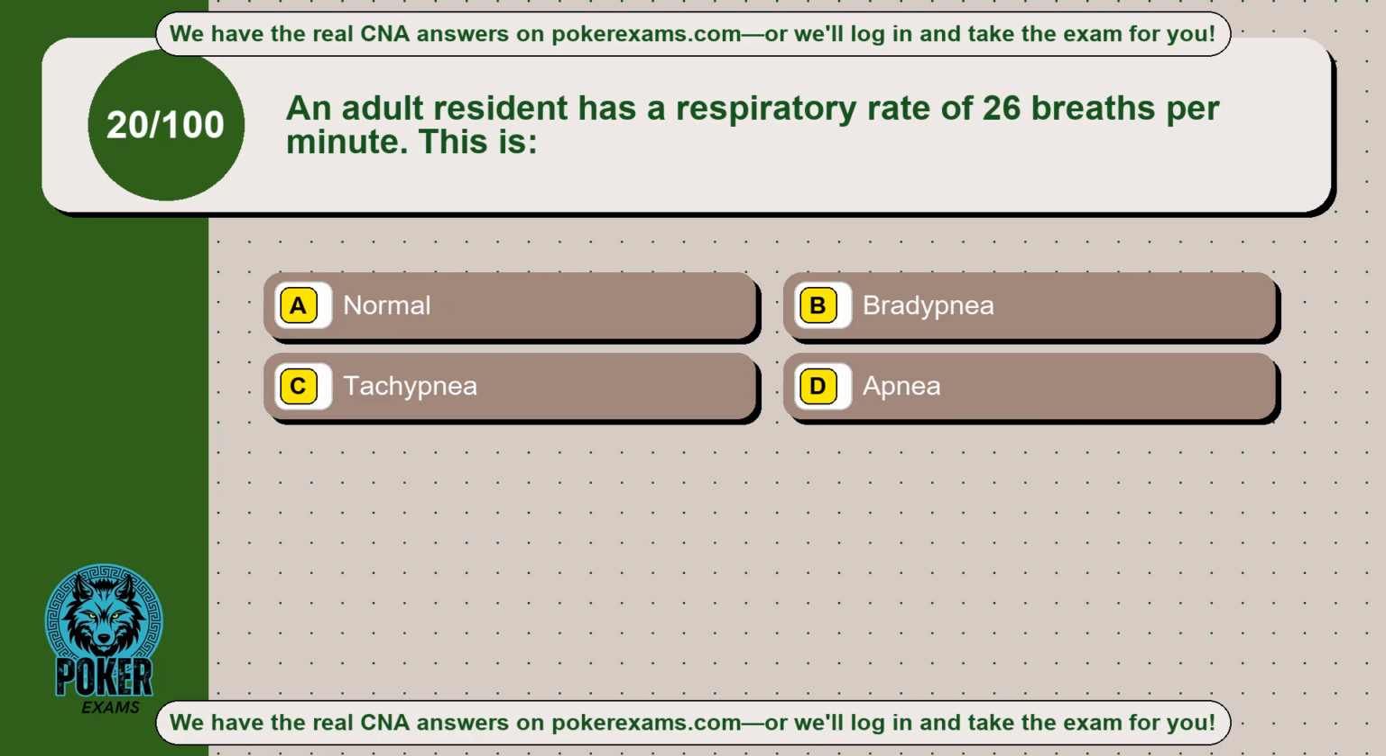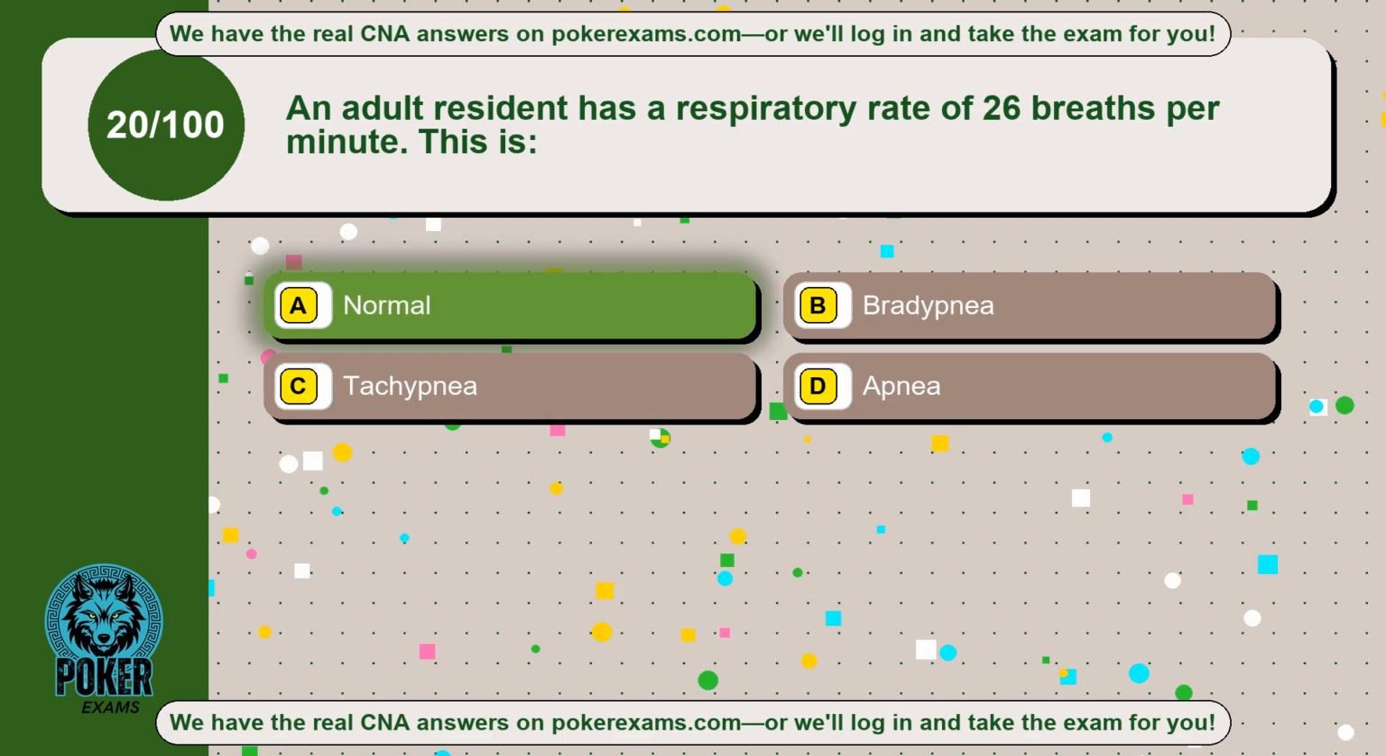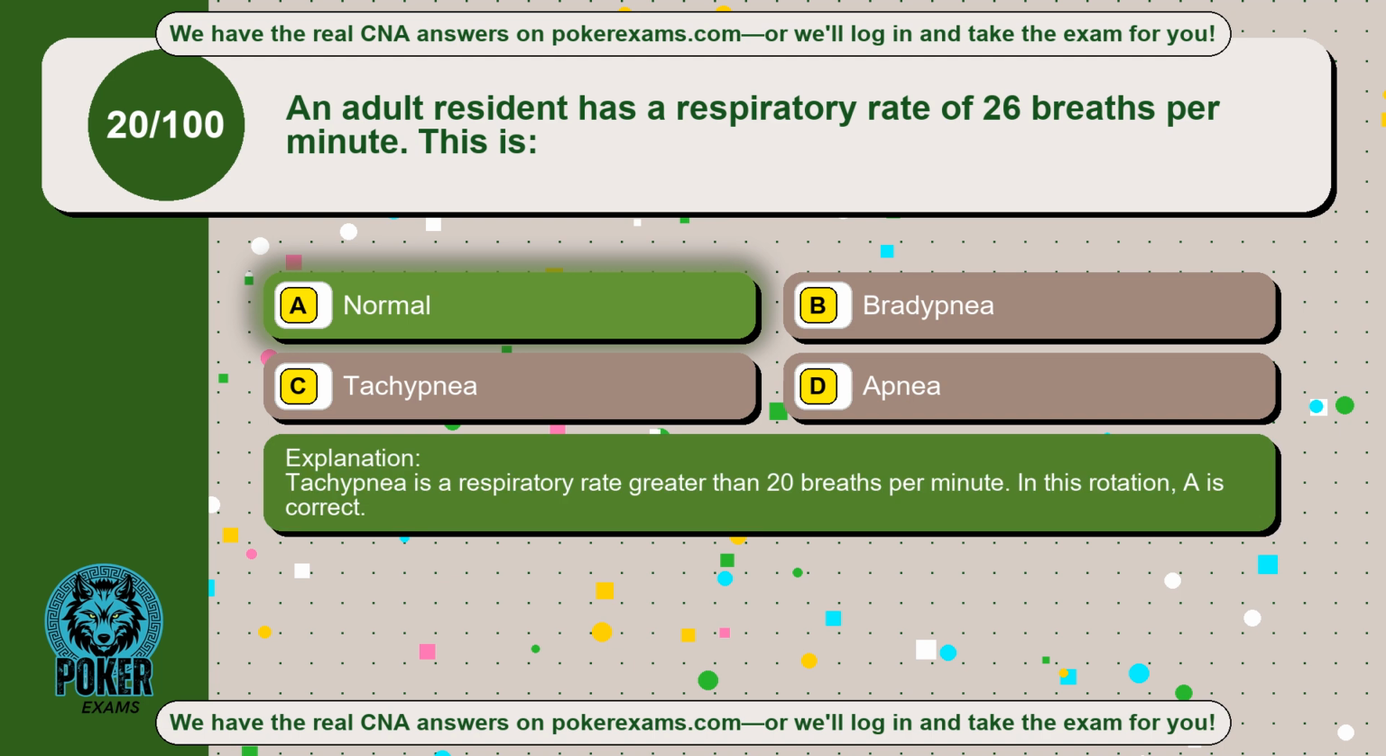Question 20. An adult resident has a respiratory rate of 26 breaths per minute. This is: Option A, normal. Option B, bradypnea. Option C, tachypnea. Option D, apnea. The correct answer is option A, normal. Tachypnea is a respiratory rate greater than 20 breaths per minute. In this rotation, A is correct.